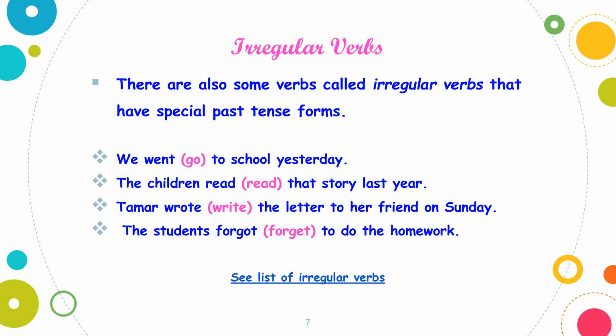Also, we have the irregular verbs. These are verbs called irregular verbs that have special past tense forms. For example, we went to school yesterday. Went is the past simple of the verb go.